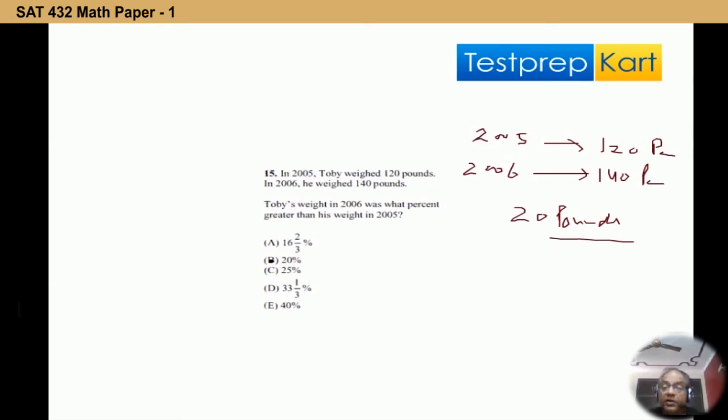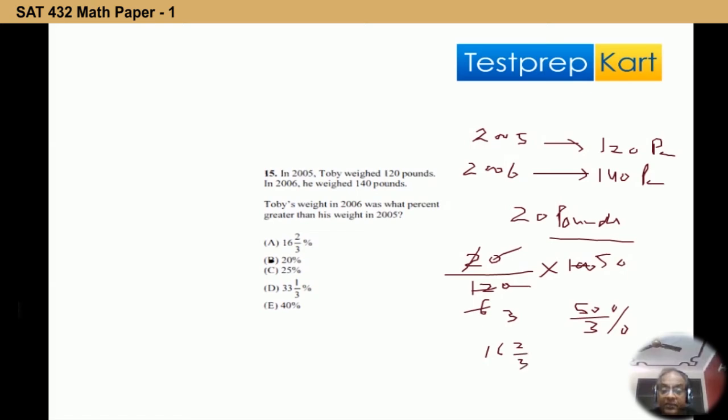Now, what will be the total increase in the weight? That will be 20 divided by the 2005 weight, which is 120, times 100. So the zero you can cancel, so it will be 6, then 3. So the answer is 50 by 3 percent. Now 50 by 3 can be written as 16 2 by 3%.